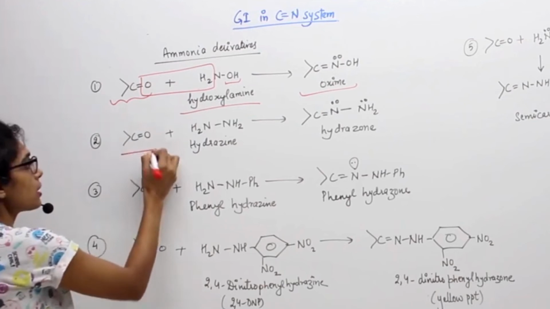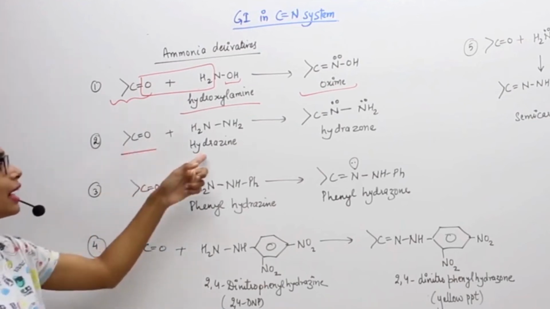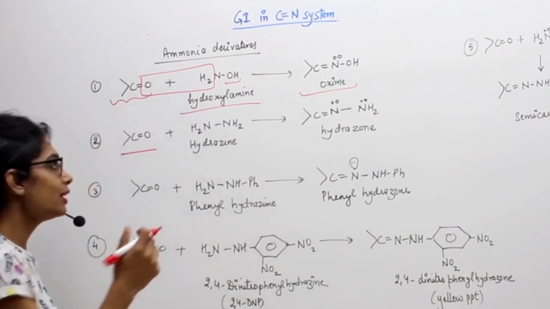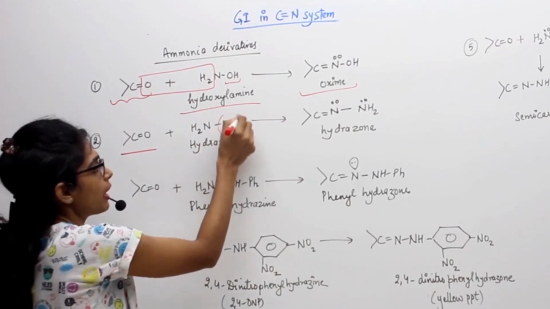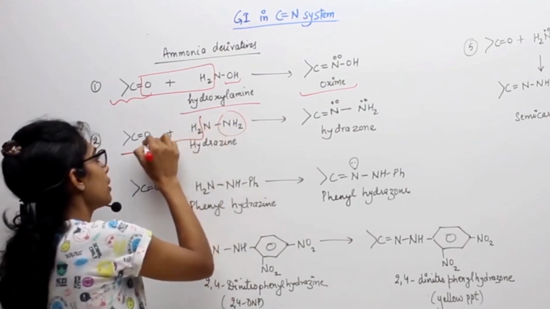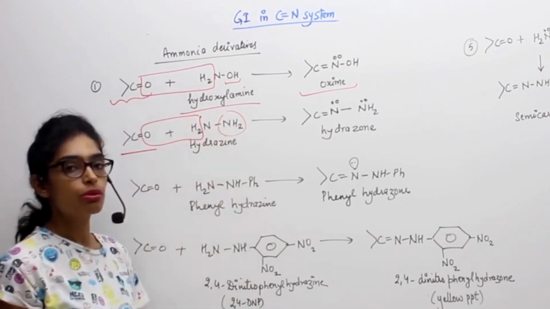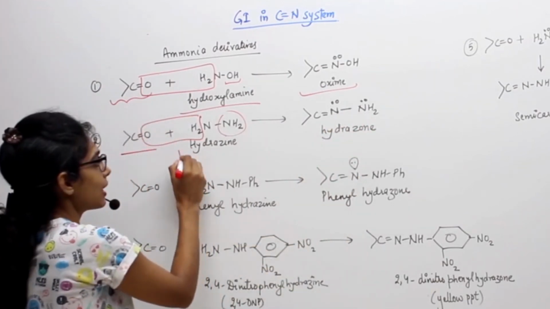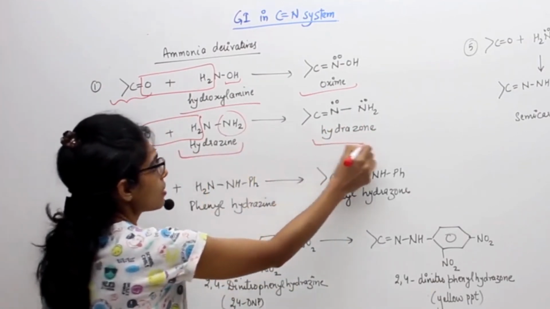The next reaction is C double bond O, again a carbonyl group, and hydrazine. Hydrazine is nothing else but NH2NH2. So basically one hydrogen has been replaced by NH2. That's all. Now when the reaction takes place, two hydrogens from here and oxygen from here go together, and it will form C double bond N, NH2. This is called hydrazine and this is called hydrazone.